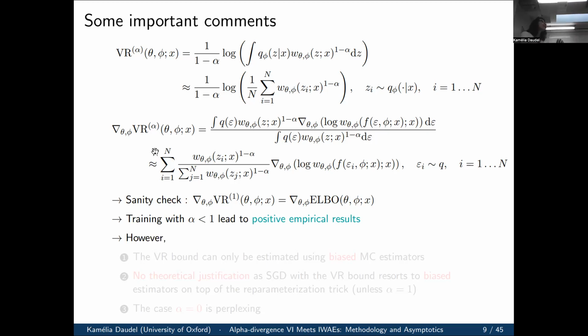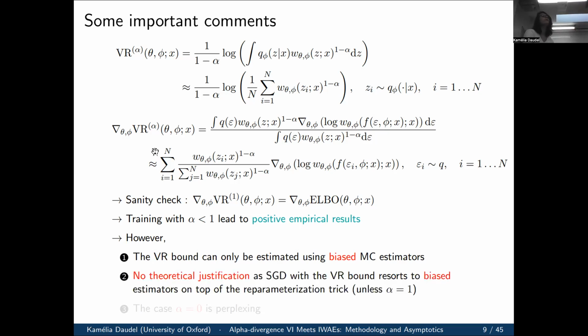However, and this is a big however, there are a few problems with this procedure, which you might have seen or not. The first problem is that what I just gave you is an approximation of the VR bound. However, this approximation is biased. So you might say it's not that big of a problem, but compared to the IWAE bound we had before, now we have a bias when we try to approximate our objective function.